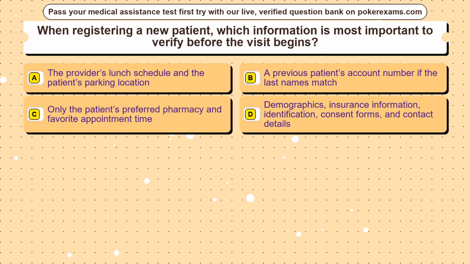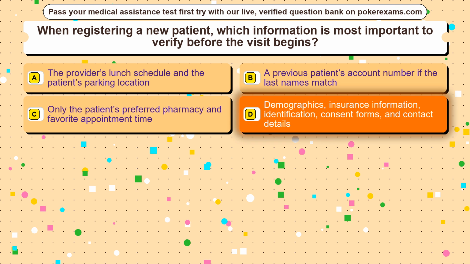Question 89. When registering a new patient, which information is most important to verify before the visit begins? Option A, the provider's lunch schedule and the patient's parking location. Option B, a previous patient's account number if the last names match. Option C, only the patient's preferred pharmacy and favorite appointment time. Option D, demographics, insurance information, identification, consent forms, and contact details.